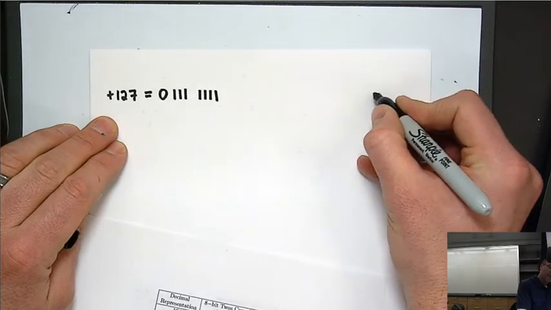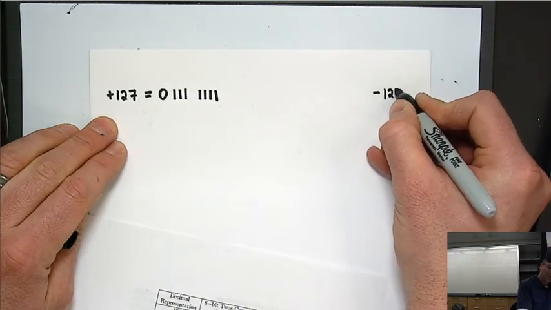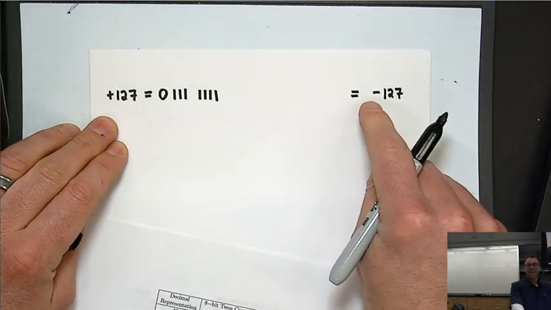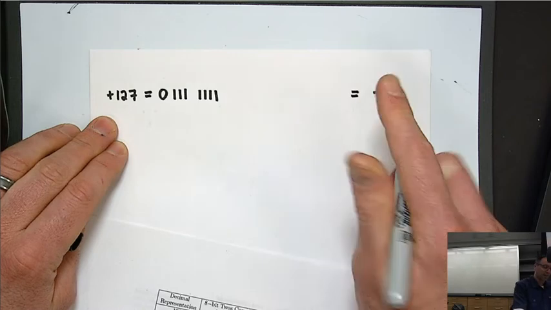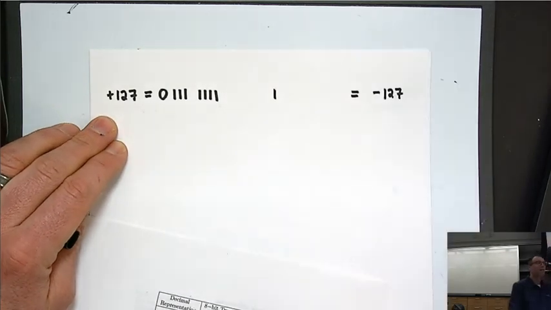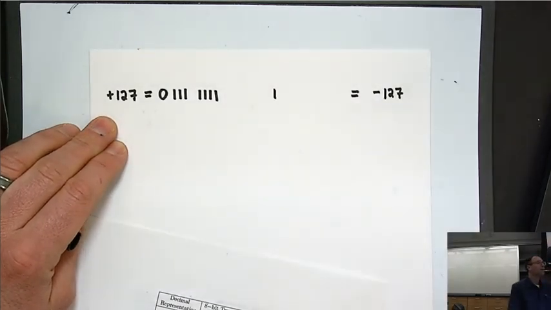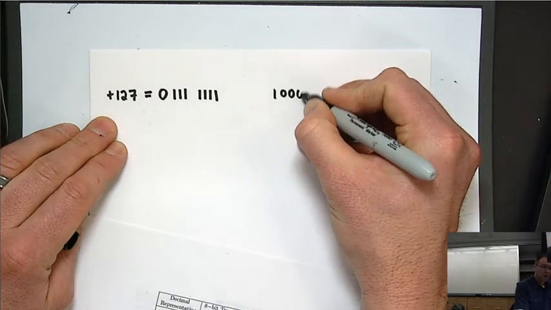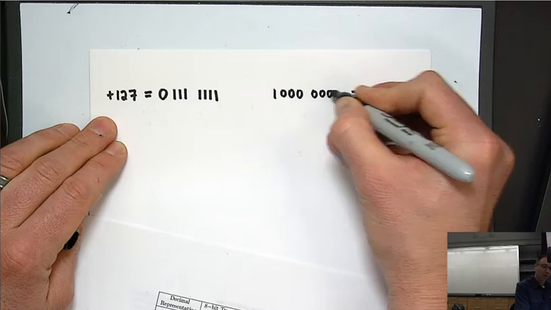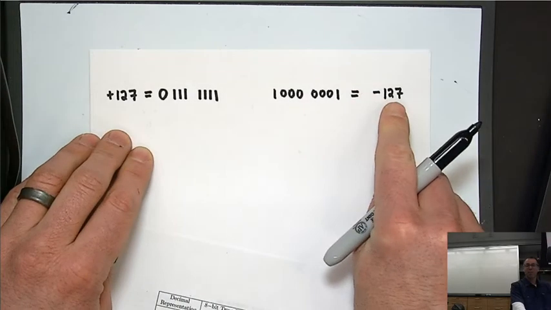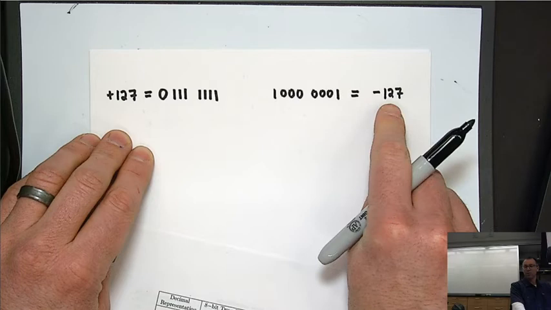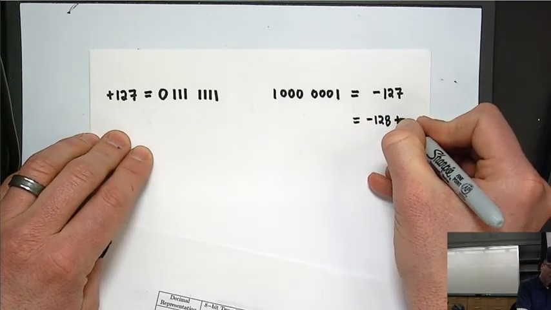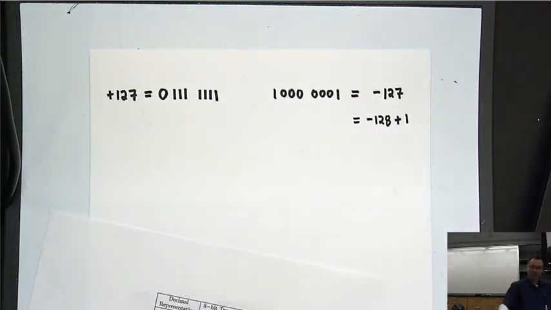Okay. Let's try negative 127. What's negative 127? Well, if it's negative, what does that immediately mean? Most significant must be 1. Then what? All zeros except for the least significant, because to get from negative 128 to negative 127, that's equivalent to negative 128 plus 1. That thing's kind of special, right?